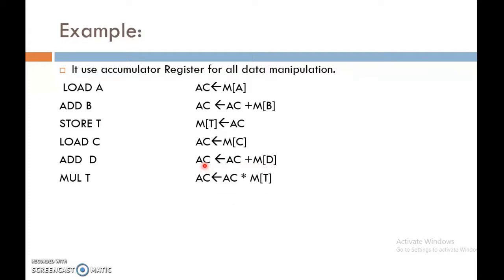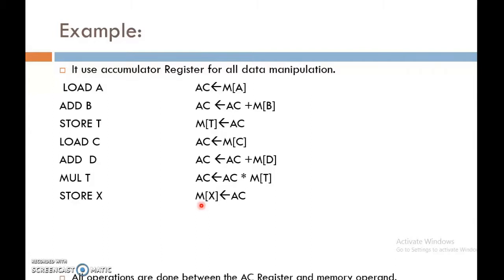After that, the temporary location which contains the addition of A and B will be multiplied with the accumulator content. The latest content of accumulator is the addition of C and D. So indirectly here we are performing A plus B multiplied by C plus D, and the answer is again going to be stored into accumulator. And at the last we want the answer into the memory location specified by X, so we will simply store the content of accumulator to the M of X. So this is the way how one address instruction works.